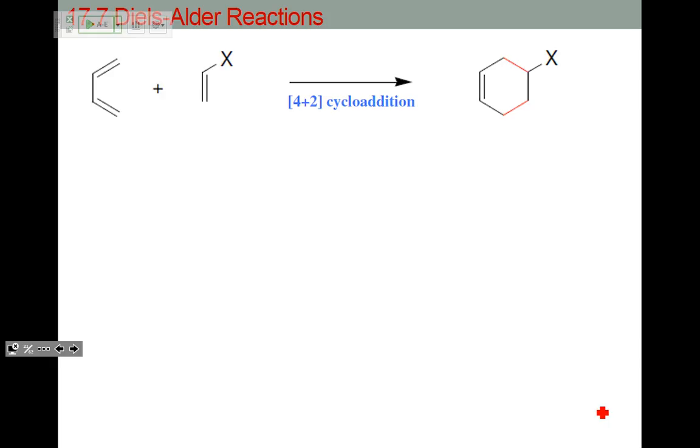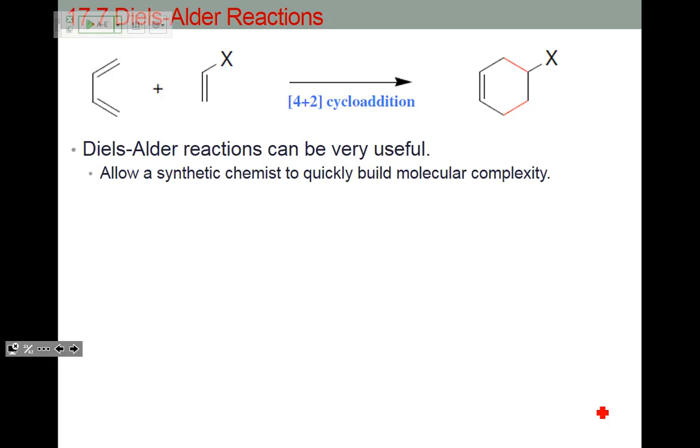This is a cycloaddition that's overall 4 plus 2. So it can be very useful because it allows the synthetic chemist to quickly build up molecular complexity. We form this 6-membered ring, and we can do a lot with it once we form them. So where does the 4 and the 2 come from?